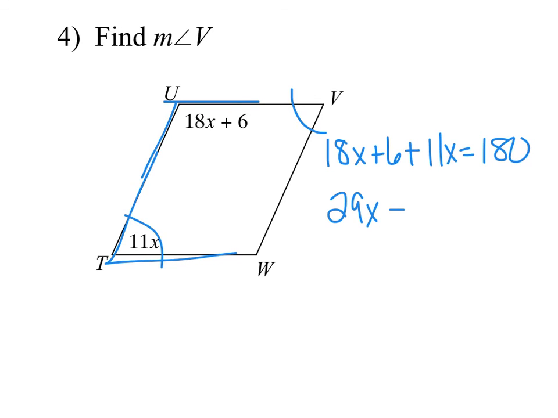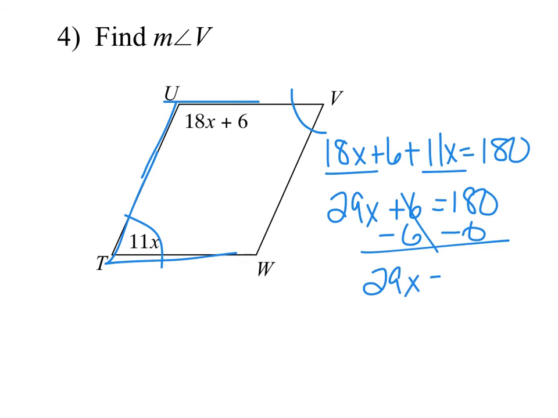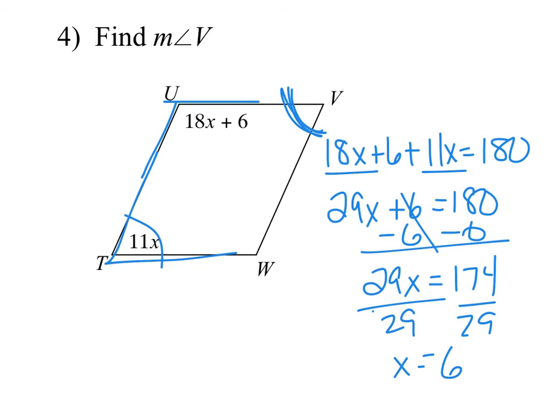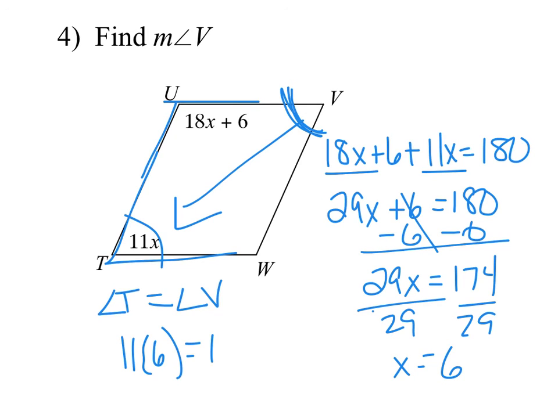So 29x plus 6 equals 180. So I added 18 and 11. Then I get rid of the 6. 174 divided by 29. And x is 6. So I plug in 6. We need to find V, but V is the same as T. So angle T is equal to angle V. So once I find 11 times 6, which is 66, I know that's V also.